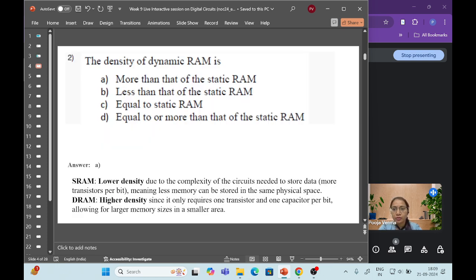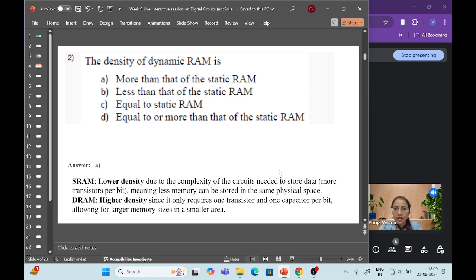Okay, so moving to the next question. The next question is: the density of a dynamic RAM is option A, more than that of the static RAM, option B, less than that of the static RAM, option C, equal to static RAM, or option D, equal to or more than that of the static RAM. The answer is already given. If you want, you can choose the answer and comment in the chat box, so that we can feel that this is an interactive session.